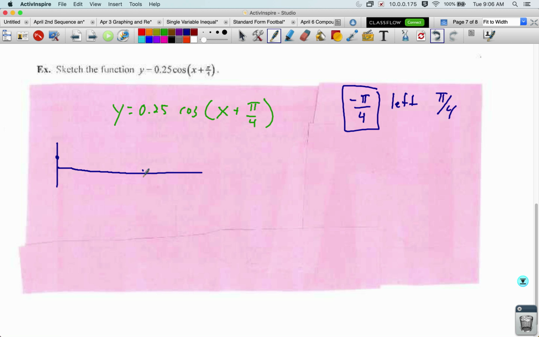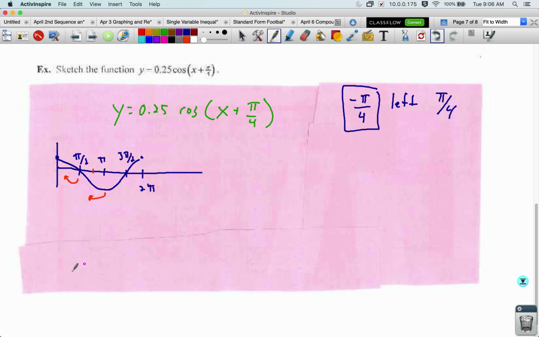So without a period shift, it's going to do a full cycle every 2 pi. So it's going to come down, hit a minimum, come back up, hit a maximum, with key points at pi over 2, pi, 3 pi over 2. But now everything is going to be moved left pi over 4. Well, that's half of one of these units. So everything is going to be moved this far, just a half of a unit.